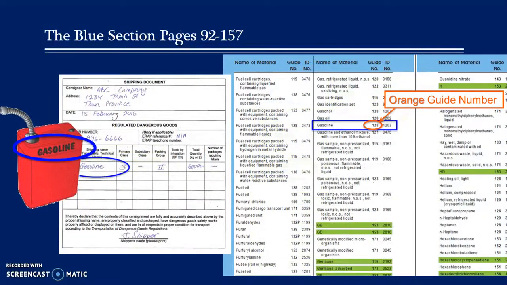If you find the name of the material first, which can be found on package markings or on the shipping paper, you'll go directly to the blue pages first and look up that name from an alphabetical list to find the orange guide number. Turn to page 98 for a closer look at the blue section.